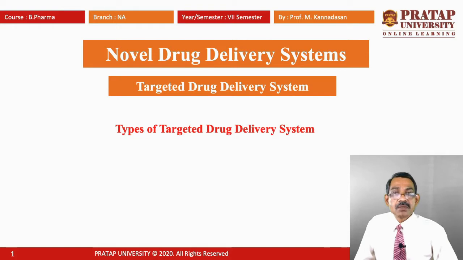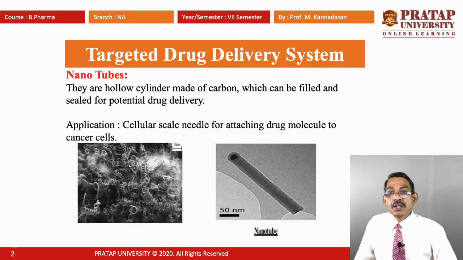Targeted drug delivery system nowadays is the most highly acceptable, highly demandable delivery system, because it has a number of advantages over other delivery systems. So in this, different types of delivery system, based on the size and the shape, are classified as either nano or micro level. Let's discuss one by one.